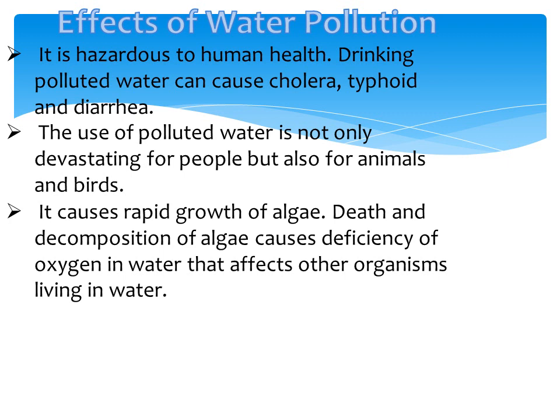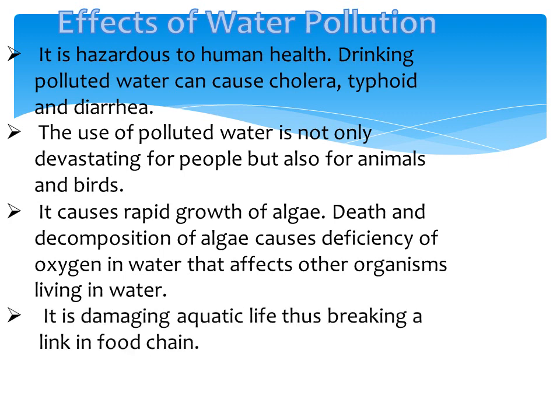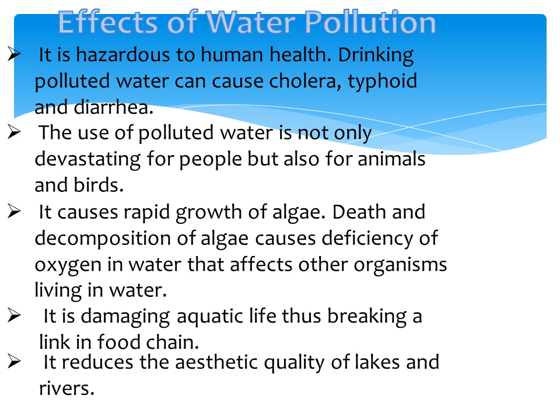Now, what are the effects of water pollution on human health and the environment? It is very harmful for human health, because drinking such polluted water causes cholera, typhoid, diarrhea, gastro problems, and even leads to cancer. The use of polluted water is devastating not only for people but also for animals and birds. It causes the phenomenon of eutrophication due to the presence of nitrates and phosphates, either coming from detergents or from pesticides. It damages aquatic life, destroys the food chain and disturbs the whole ecosystem. It also reduces the aesthetic quality of water, which is not fit for drinking.